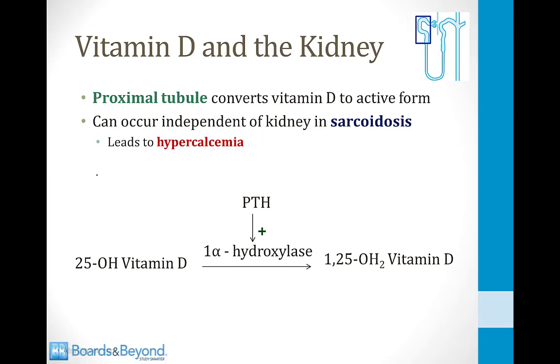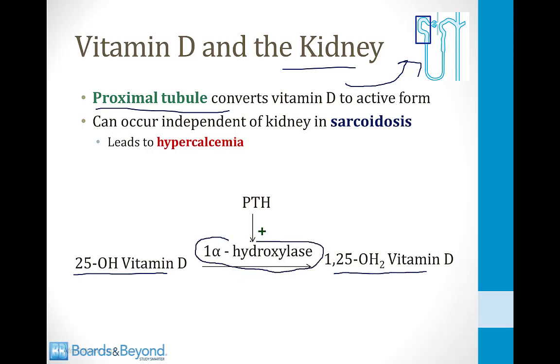The final hydroxylation to the active form of vitamin D is the 1-hydroxylation, and that occurs in the kidney, as I said before. Specifically, it occurs in the proximal tubule, as I've indicated in this picture on the screen. The proximal tubule cells convert 25-OH vitamin D to 1,25-OH2 vitamin D using an enzyme called 1-alpha hydroxylase. And this enzyme can be activated by parathyroid hormone, and that is the way by which parathyroid hormone influences the amount of active vitamin D inside of the body.